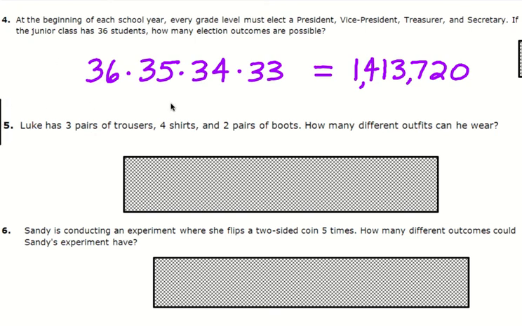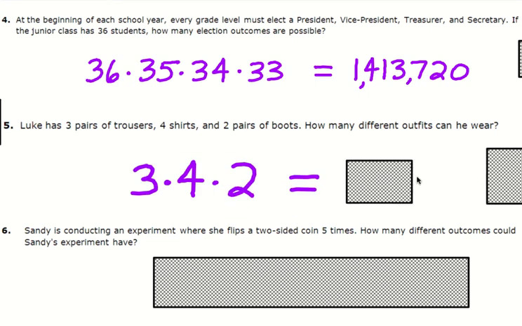Imagine 180 or so, like we have these days. Number 5, 3 pairs of trousers, 4 shirts, 2 pairs of boots. How many different outfits if he chooses one of each? 3 times 4 times 2, baby.